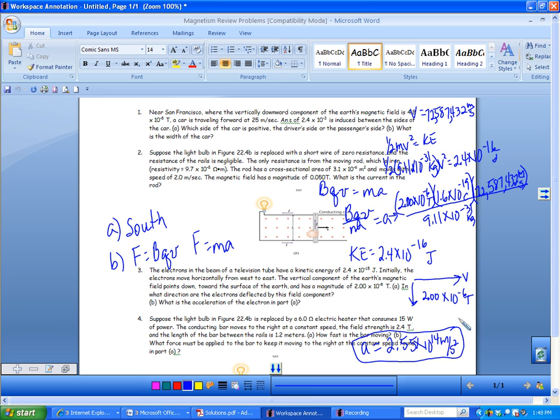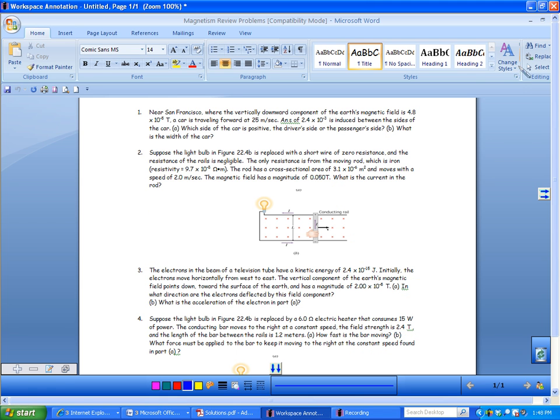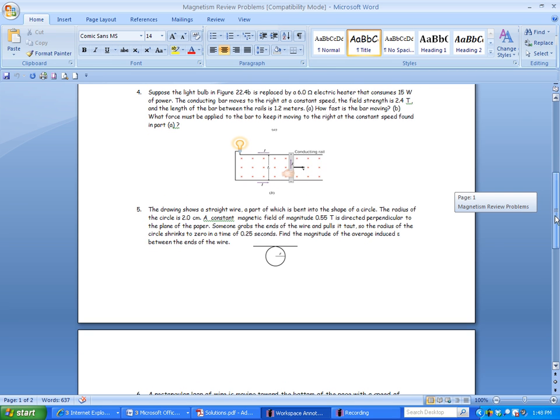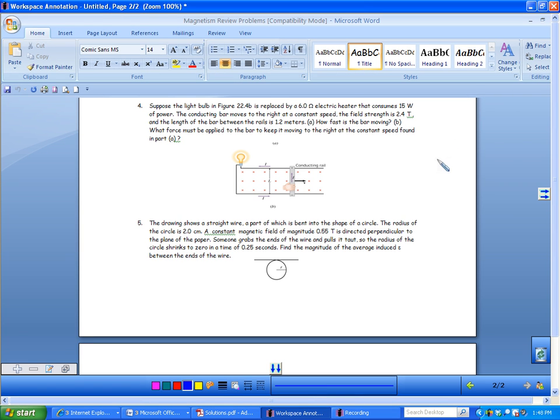Let's go on to number 4. So let me clean this up and get us to number 4. All right, so we're going to drag it on down here to number 4. Okay. It says, suppose the light bulb in figure 22.4b, which is this one here, is replaced by a 6-ohm electric heater. And the power is 15 watts.